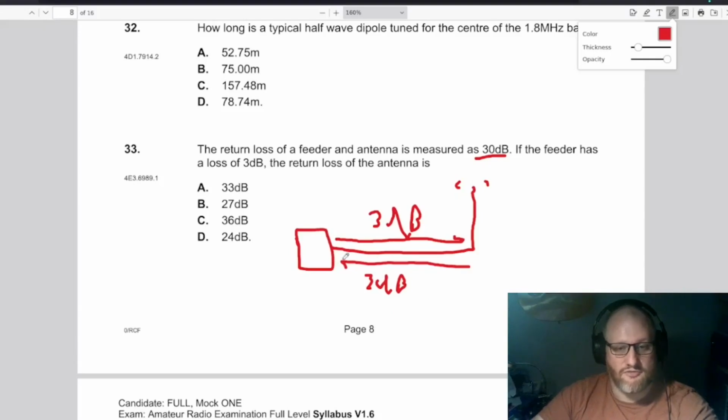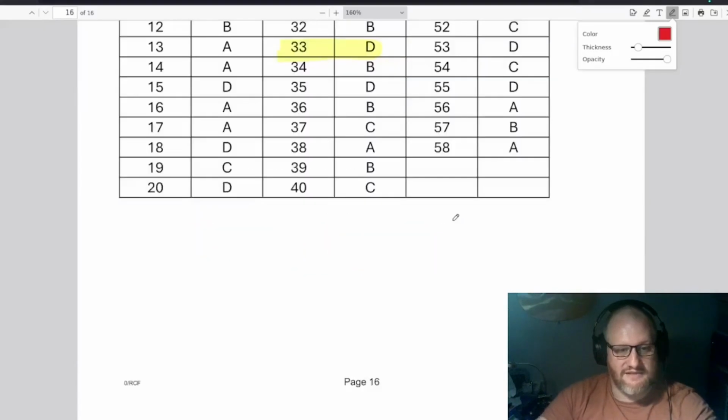We know the total return loss is 30 dB, so 30 minus 6 gives us 24 dB, which is our answer to this question. So we're factoring in the loss of the coax twice, because that reflected power is travelling through it twice. Let's get down to the answers, see if we got that right.